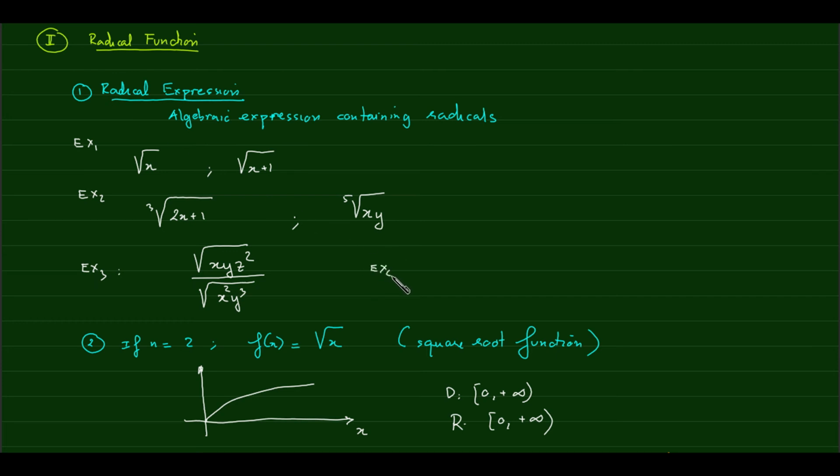Or it might contain different radicals. For example, I have something like the 4th root of x to the 4 y squared plus the 3rd root of x plus 1. It could be like this. Okay, it's just complicated, but it could be a different radical.